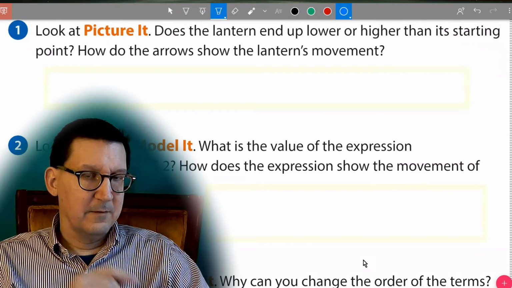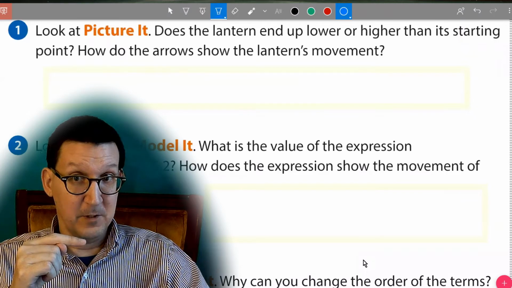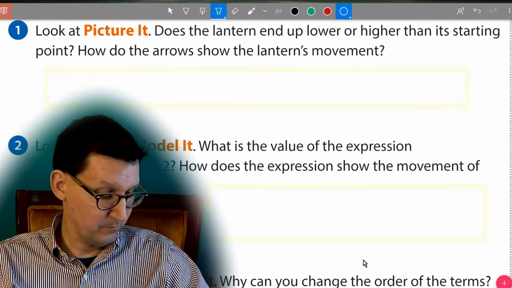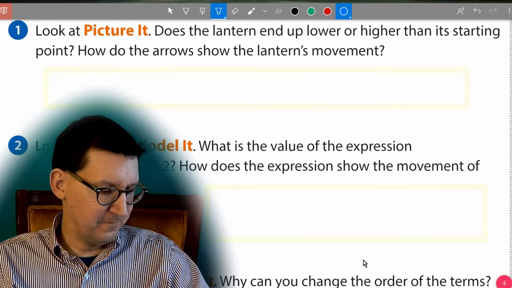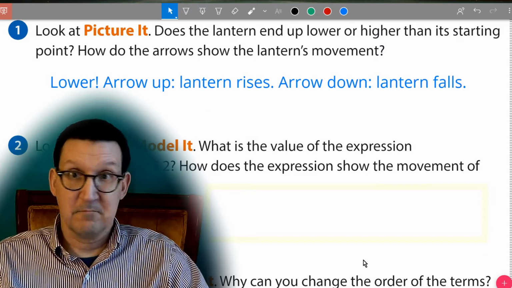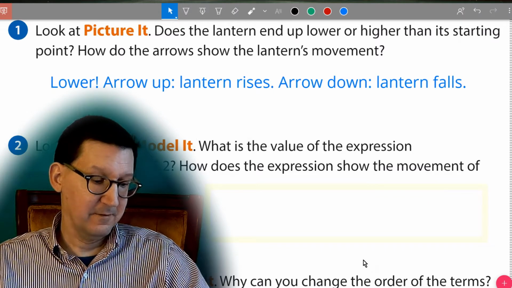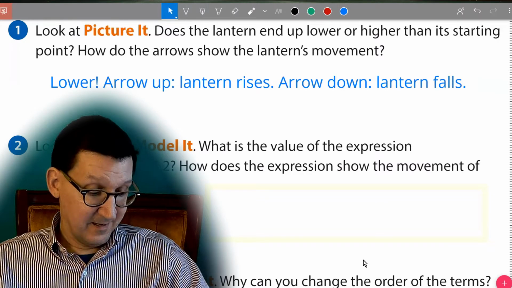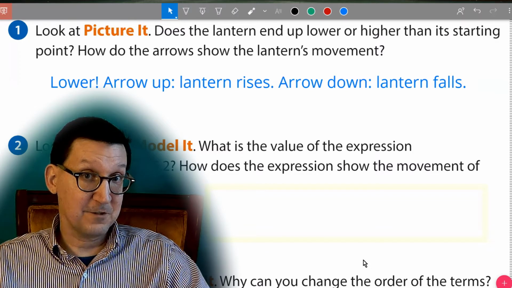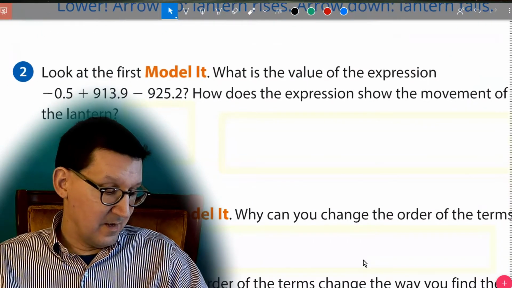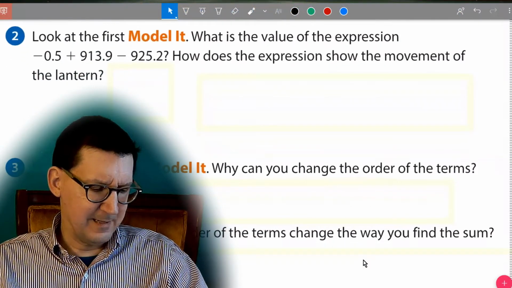Well, if you think about it, it started off at 0.5 below sea level and ended up at negative 11.8, so it ended up lower than it started, right? And how do the arrows show the lantern's movement? Well, it's kind of obvious. The arrow up, the lantern rises, arrow down, the lantern falls. It's just showing the path of the lantern, up or down, and it moves along the number line, either up or down, which means it's moving either in a positive or a negative direction, and that's why we use positive or negative numbers to illustrate whether it's rising or falling. Question 2, look at the first model.